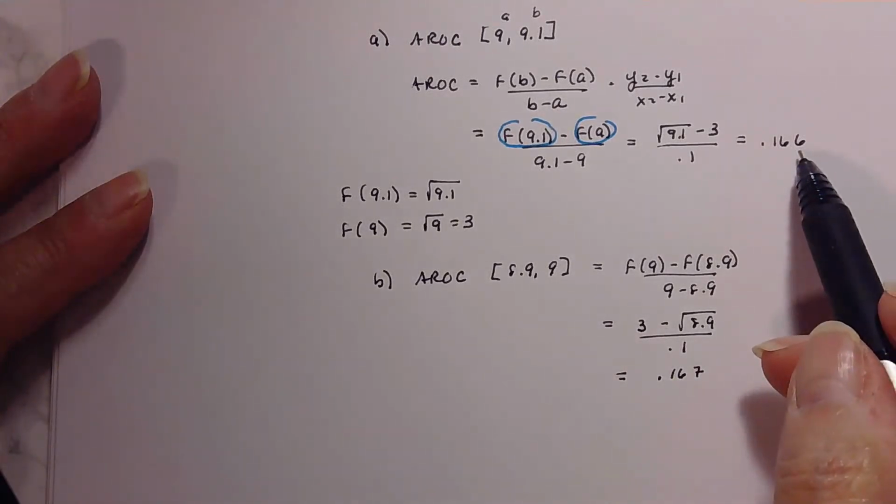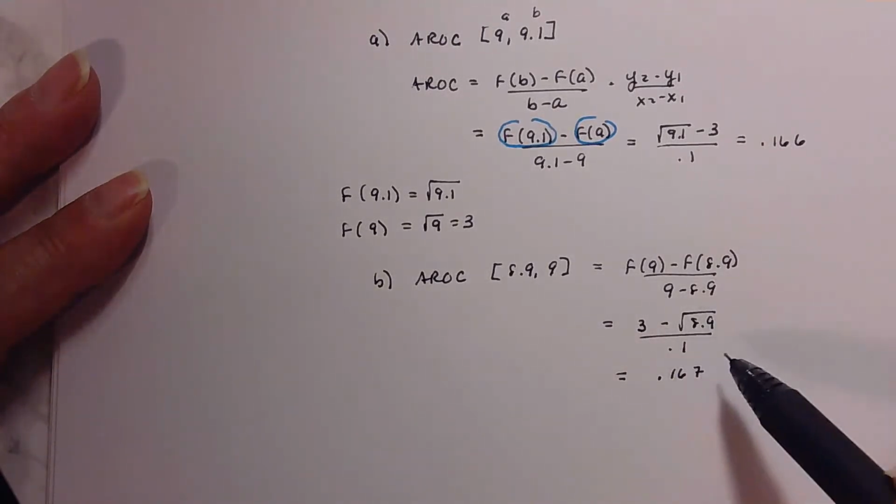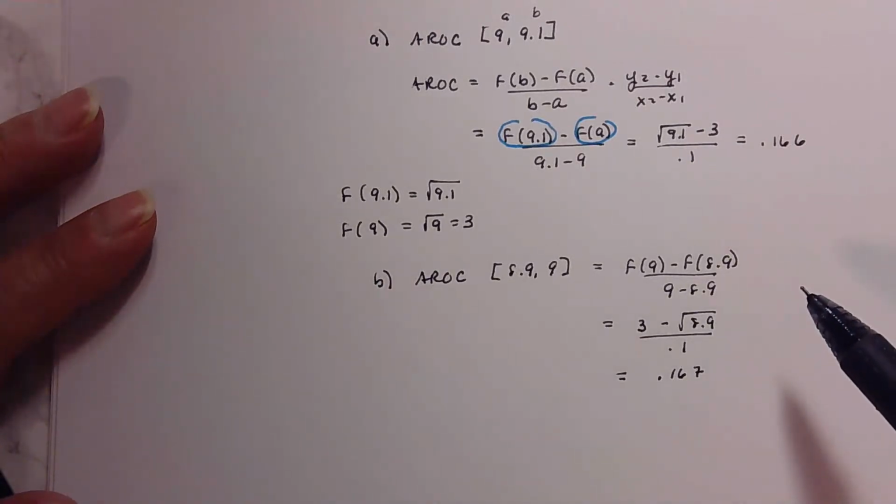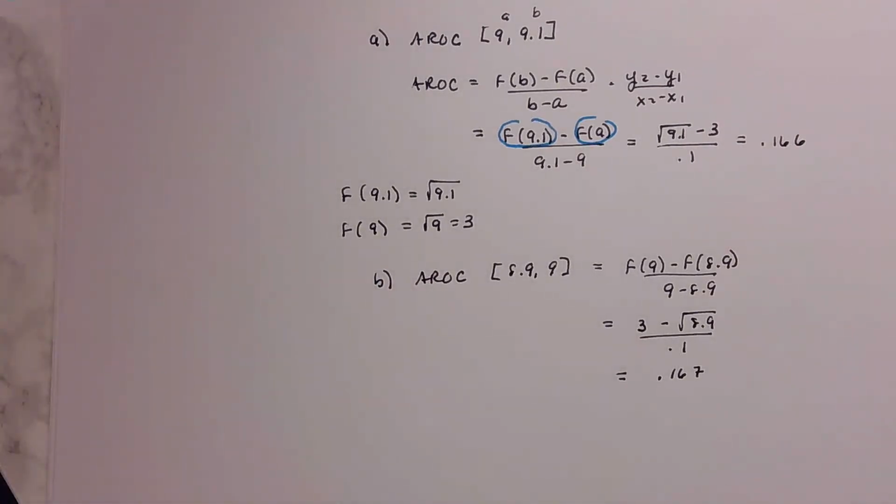Now, I would go out more digits than I have here generally. That way I don't make a rounding error, because AP will not give you points if you make a rounding error. Okay, you'll lose points. So you don't want to make a rounding error.